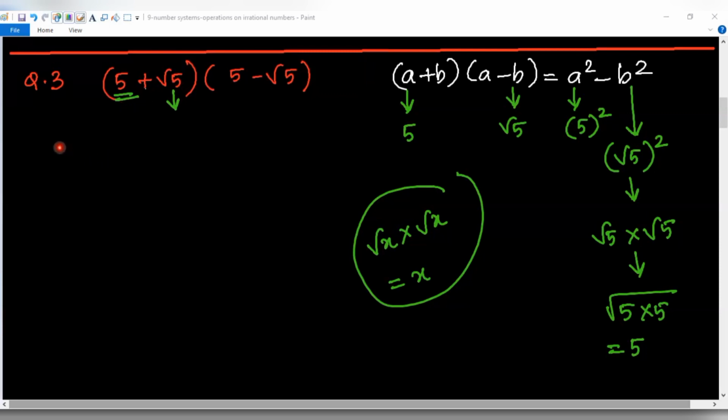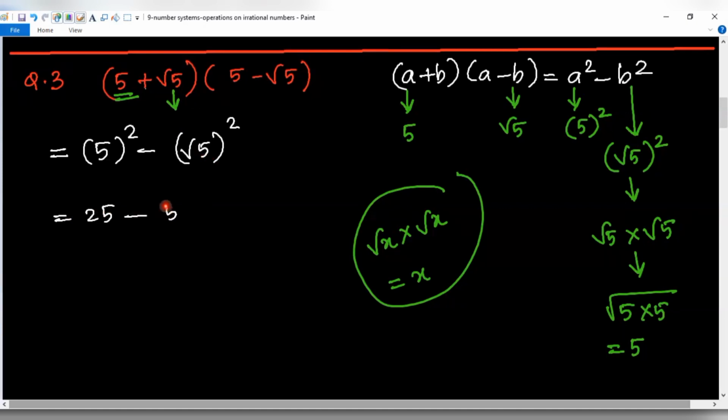Now, we have to write all these things from here. So we are applying the identity a square minus b square. So it is 5 square minus root 5, the whole square. 5 square is 25. Root 5, the whole square is 5. So 25 minus 5, that is 20. 20 is the final answer.